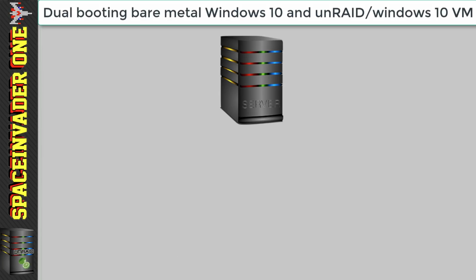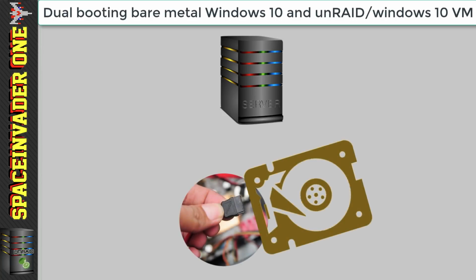afterwards. Now what I'd recommend people do if they want to try this is to disconnect all of the array drives and the cache drive, just pull out the SATA cables, so when you install Windows you're not going to accidentally install it onto the wrong drive.